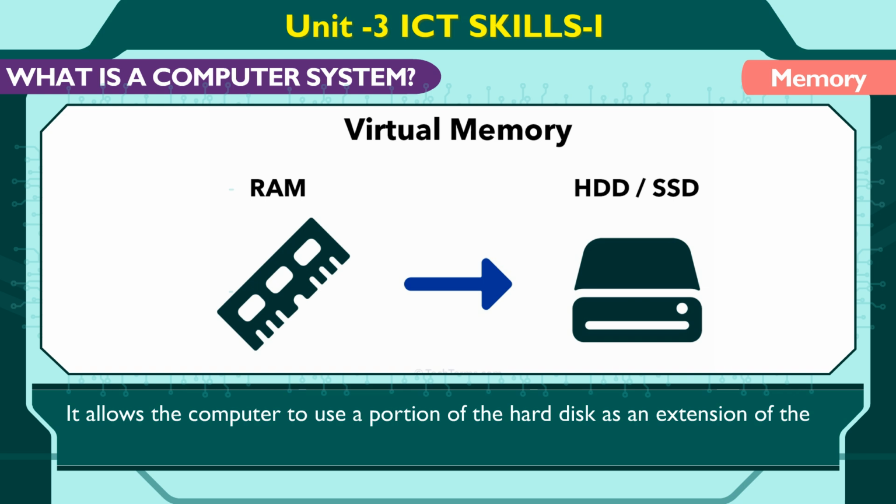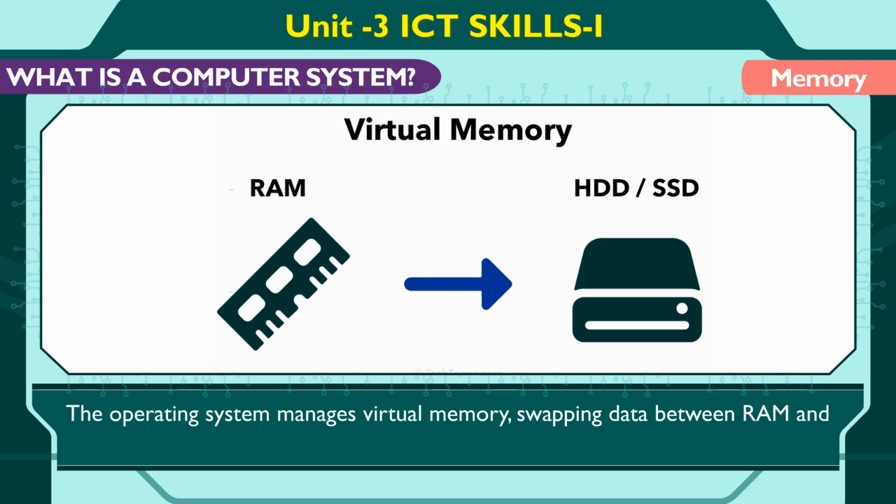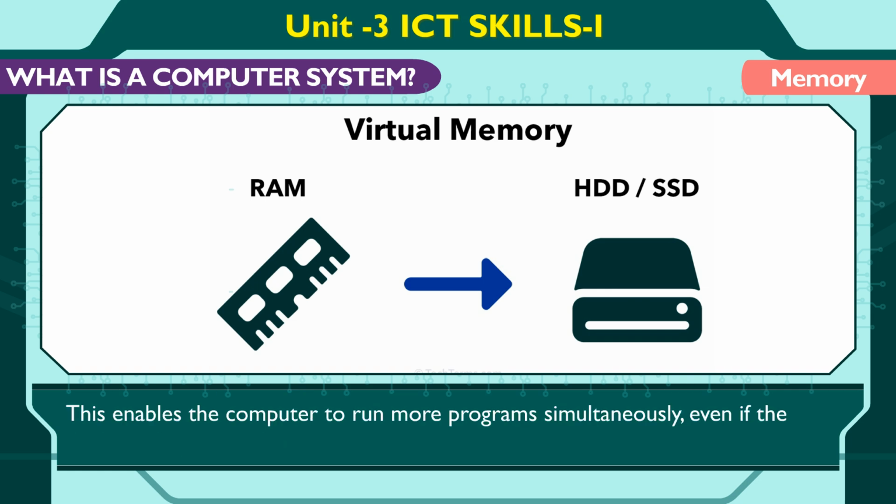Virtual memory. Virtual memory is a combination of the computer's RAM and hard disk space. It allows the computer to use a portion of the hard disk as an extension of the physical memory when RAM becomes full. The operating system manages virtual memory, swapping data between RAM and the hard disk as needed. This enables the computer to run more programs simultaneously, even if the physical RAM capacity is limited.